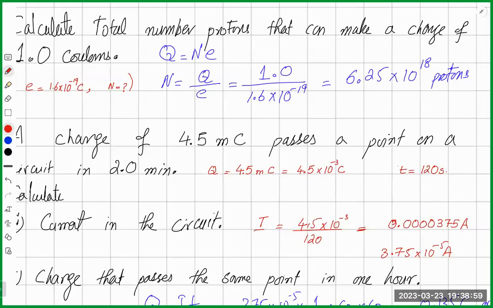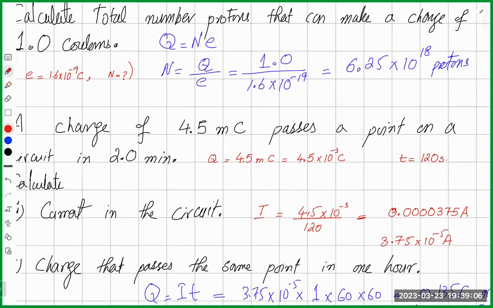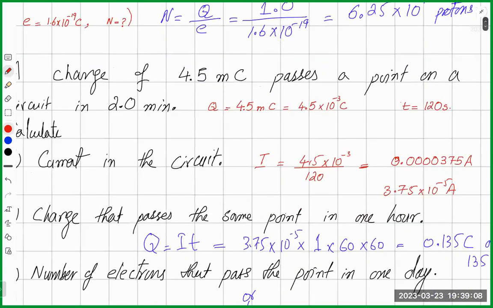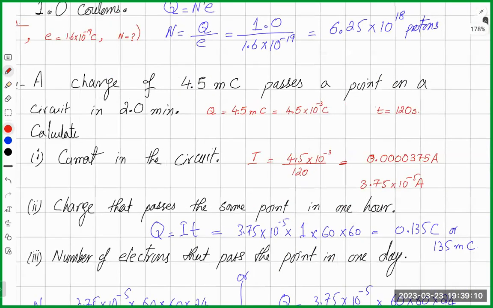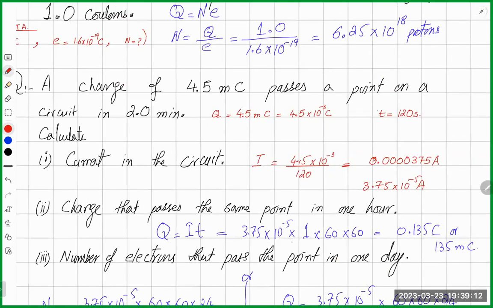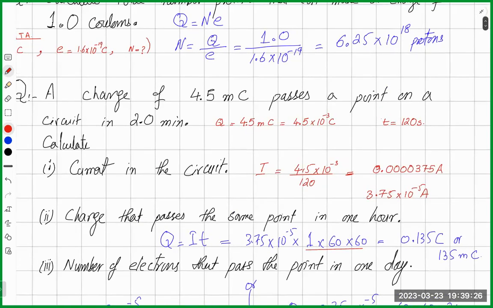So to find the total charge passed through, we multiply current by time, but remember time must go in seconds. So 3.75 into 10 to the power minus 5 into 60 into 60. This is for the time, and we should get 0.135 coulombs. Now, how many electrons will pass the point in 1 day?